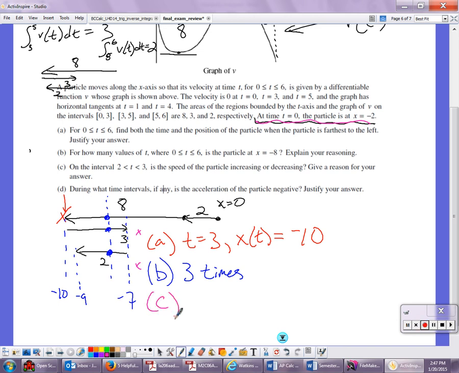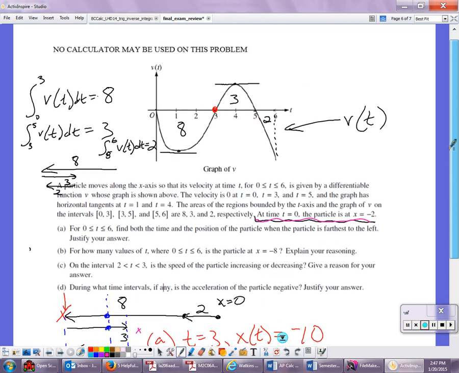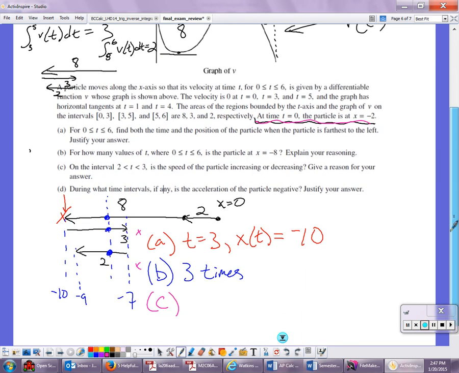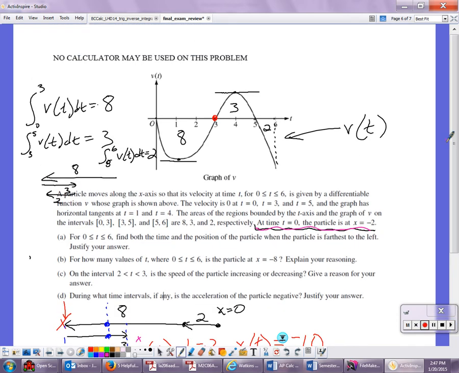All right, part C. On the interval 2 to 3, is the speed of the particle increasing or decreasing? Give a reason for your answer. This is a tricky one, and it messed people up, I think, because it's kind of hard to figure out what they're asking. They're asking, is the speed of the particle increasing or decreasing? Now, they're not asking, is the speed of the particle positive or negative? If they asked you that, it would be negative because it's below the x-axis here, right? Between 2 and 3, yeah.